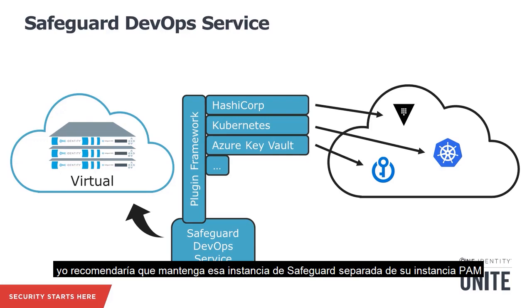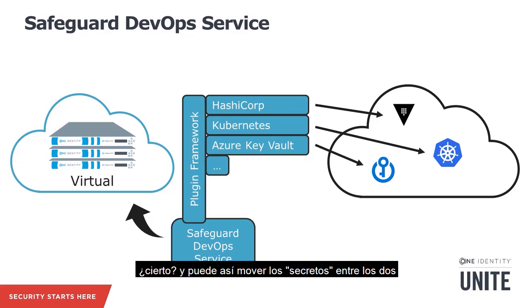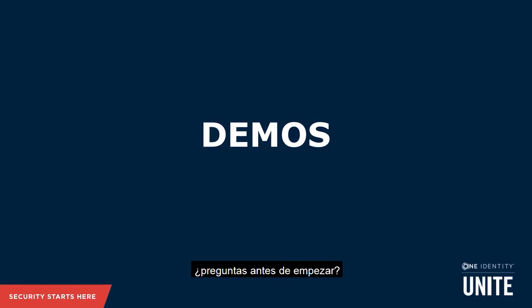But I would also recommend that you keep that instance of Safeguard separate from your PAM instance of Safeguard, right? And that you push secrets between the two. Does that make sense? Because you want to maintain that degree of separation between what is considered DevOps and what is considered PAM. Okay? Any questions on anything before I start?